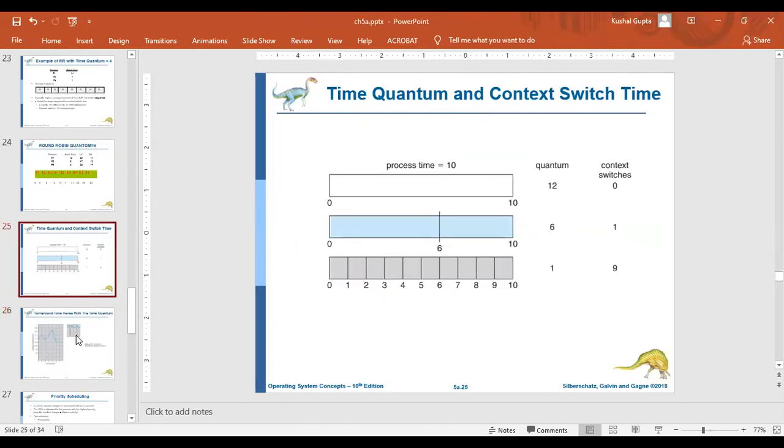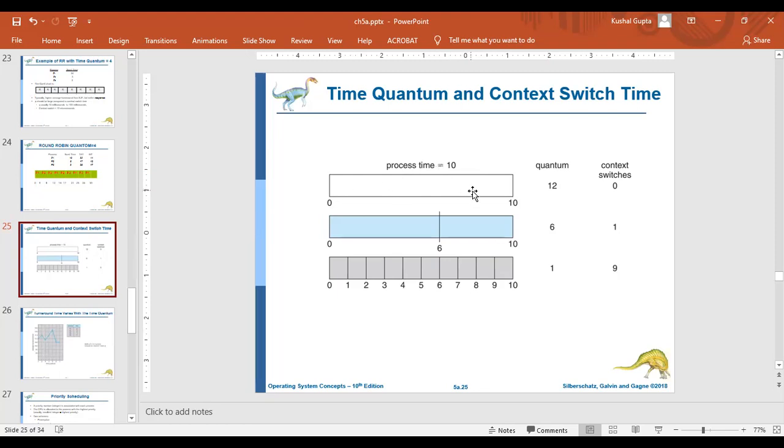So here we can check: if your process time is 10 and your quantum time is 12, in a single span you can complete your process and there will be no context switches. Context switch means how many times you are switching your process and introducing a new one. So if the quantum time is greater than the process time, in a single stretch your process can execute.